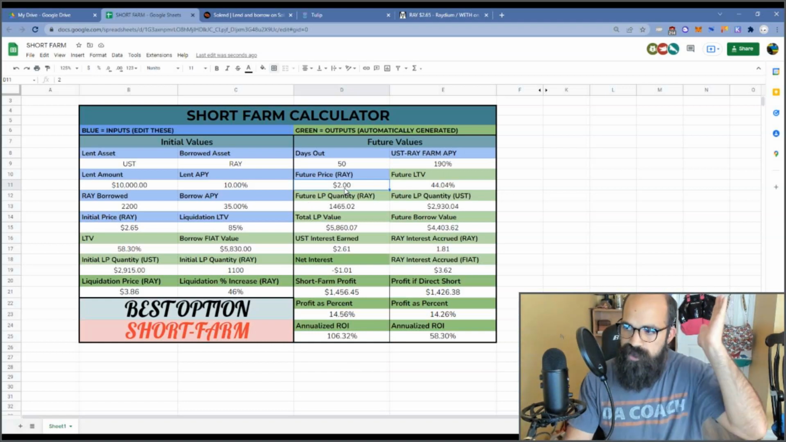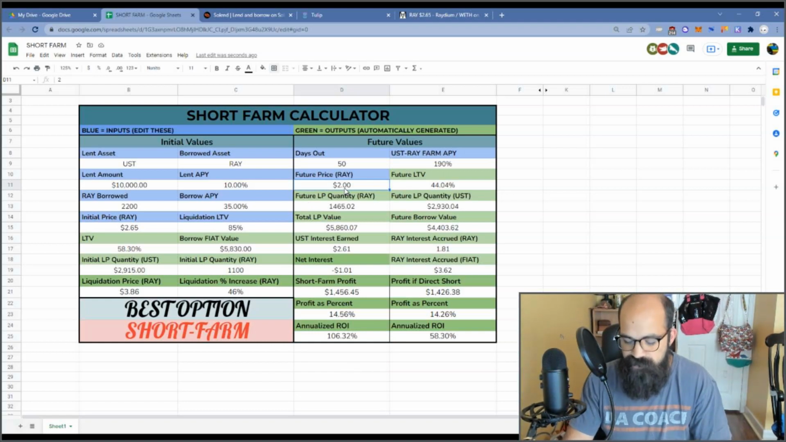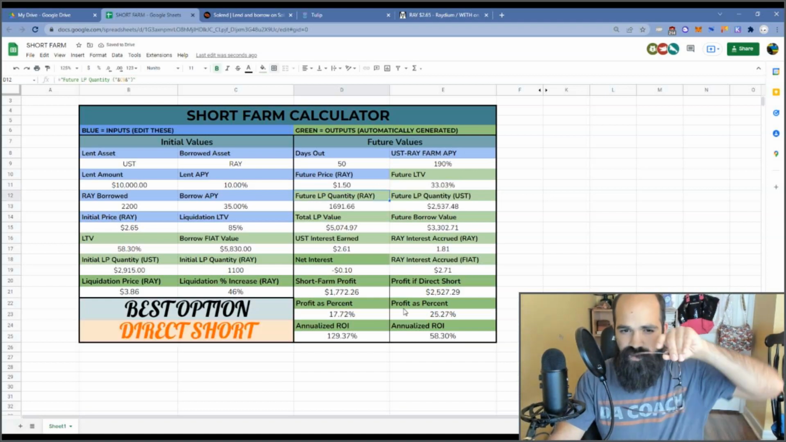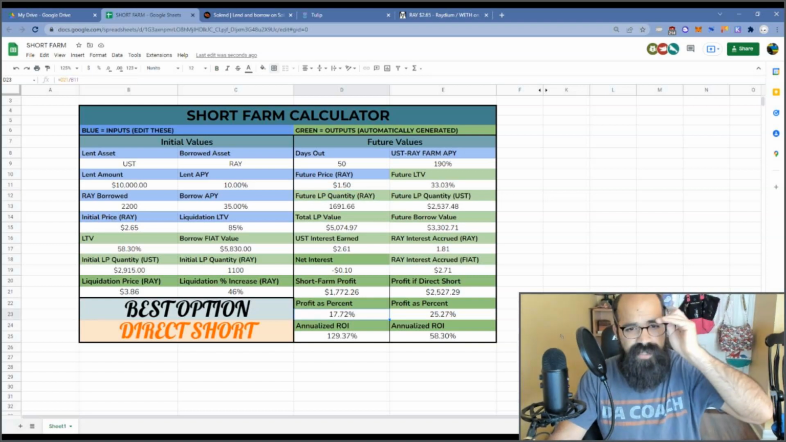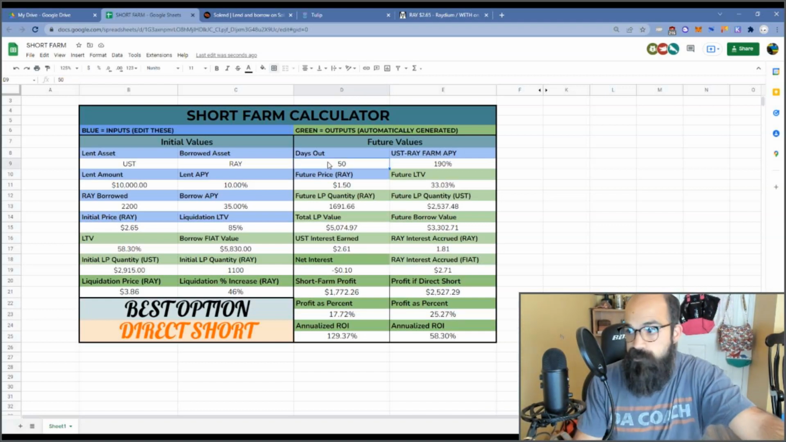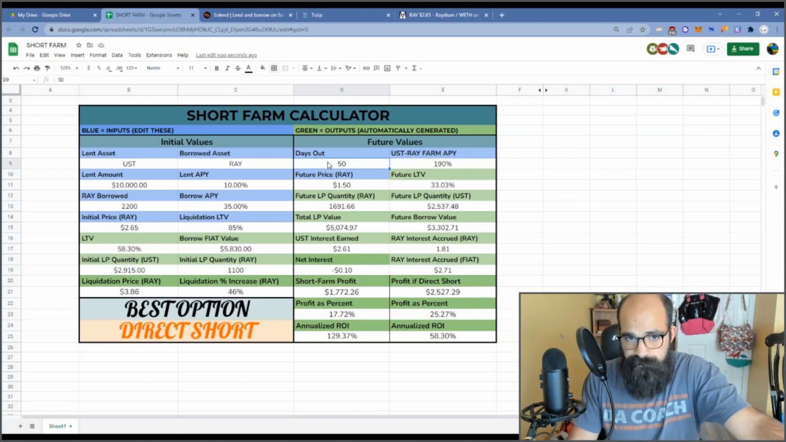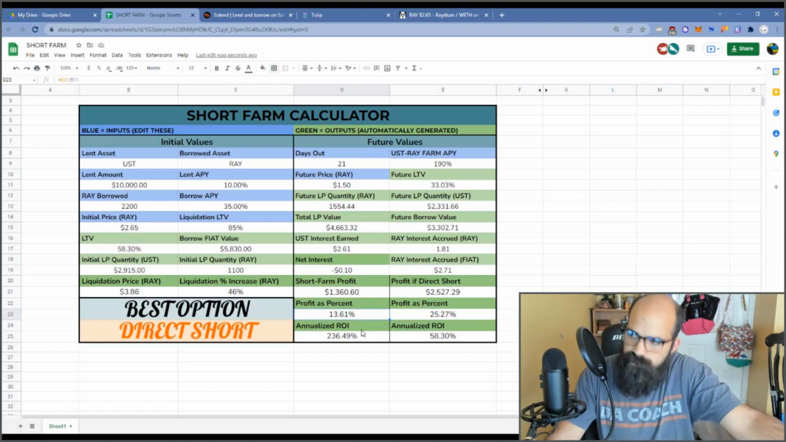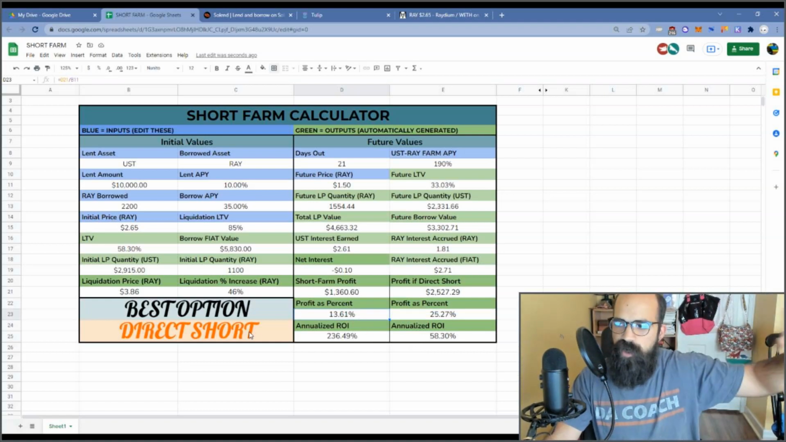Now, clearly, if the price tanks quickly, a direct short is going to be better. So if it goes down to even $1.50, right? A direct short is going to be dramatically better. Instead of 17% profit in 50 days, we have 25% profit in 50 days. Now 50 days is actually a long time for this. I don't want to be too bearish, but I could see us hitting these kinds of things in 3 weeks, which means our annualized ROI is much better. But still, 25% profit under that time frame versus 13% profit under that time frame. Just something to consider. The faster the drop, the more direct short is better.